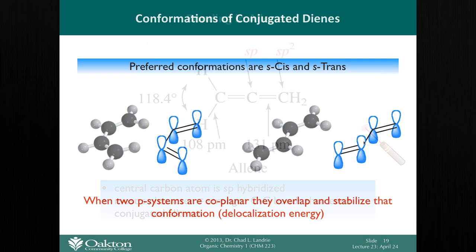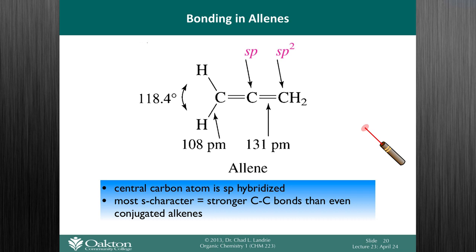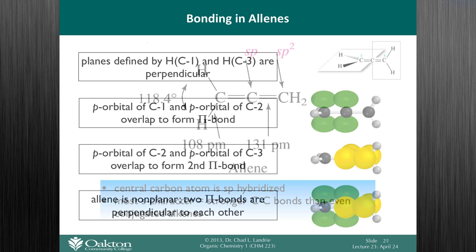And then finally, if we look at our last type of diene, a cumulated diene, specifically an allene, we see some unique features. We see that the bond length is actually shorter for the carbon-carbon double bond than even a conjugated system. Here, these carbons have the most s character, this carbon at 50%, this at 33%. Again, more s character means better overlap, which means a stronger bond, which means shorter bond length.